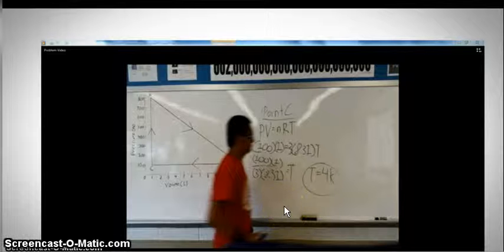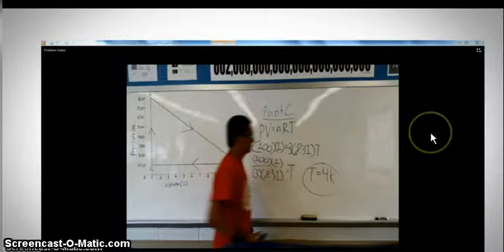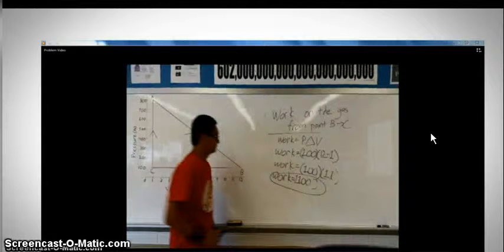Lastly is point C. Once again, it is the same as the first two. The pressure is 100 pascals, the volume is 1 liter, moles is 3, and R is 8.31. Set up the equation for temperature again, and the answer is 4 Kelvin.